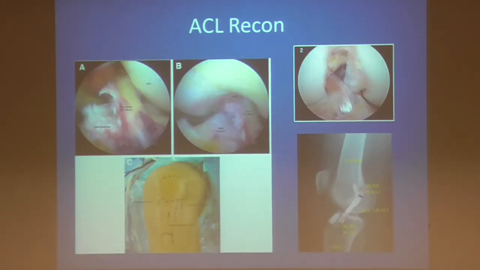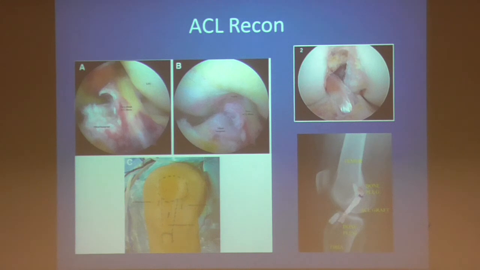ACL reconstructions, I mentioned that I'm on the sidelines of a number of different teams. So these are common injuries that we see on the sidelines. Not as commonly do we see that knee dislocation of the kid I was talking about previously, but that kid required ACL reconstruction as well as a number of other ligaments that we reconstructed.